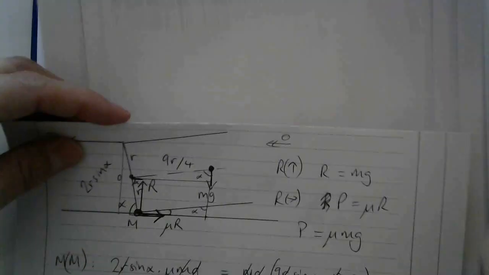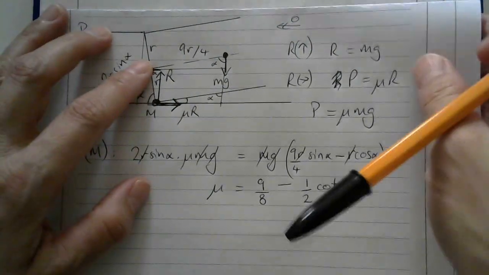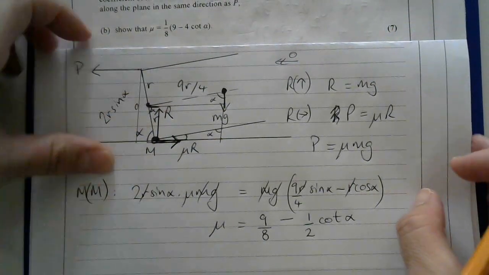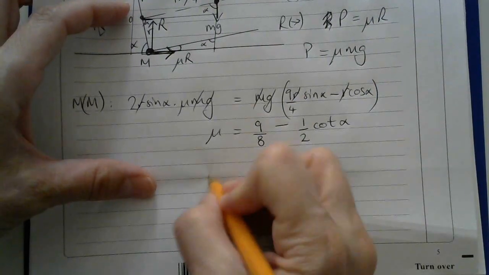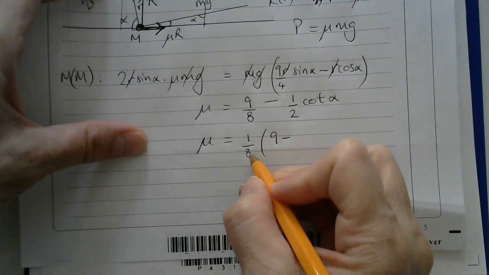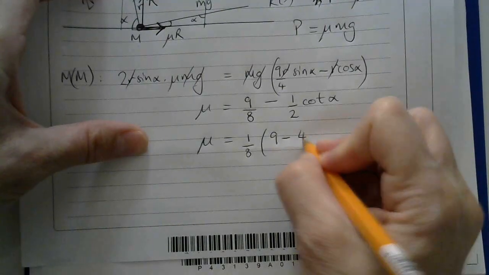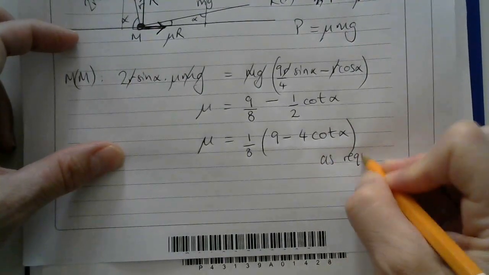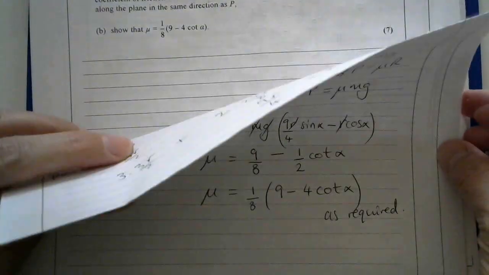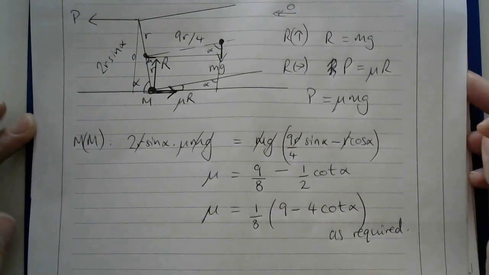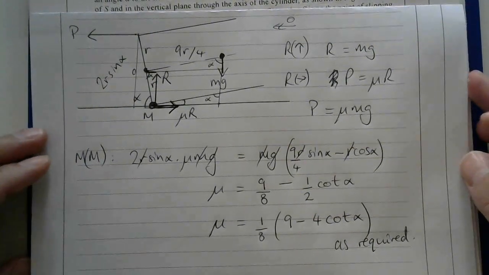So let's compare that to what they said and pray that that is correct. Oh, hooray! They put a factor of 1/8 outside. So if I just do the same, mu is 1/8 times 9 minus, and to get something equivalent to a half, I would need 4 over 8. So that'll make that 4 cot alpha as required. Okay, so that part of the question was worth 7 marks. The first part was worth 5 marks, and so there you are, there is the complete solution.